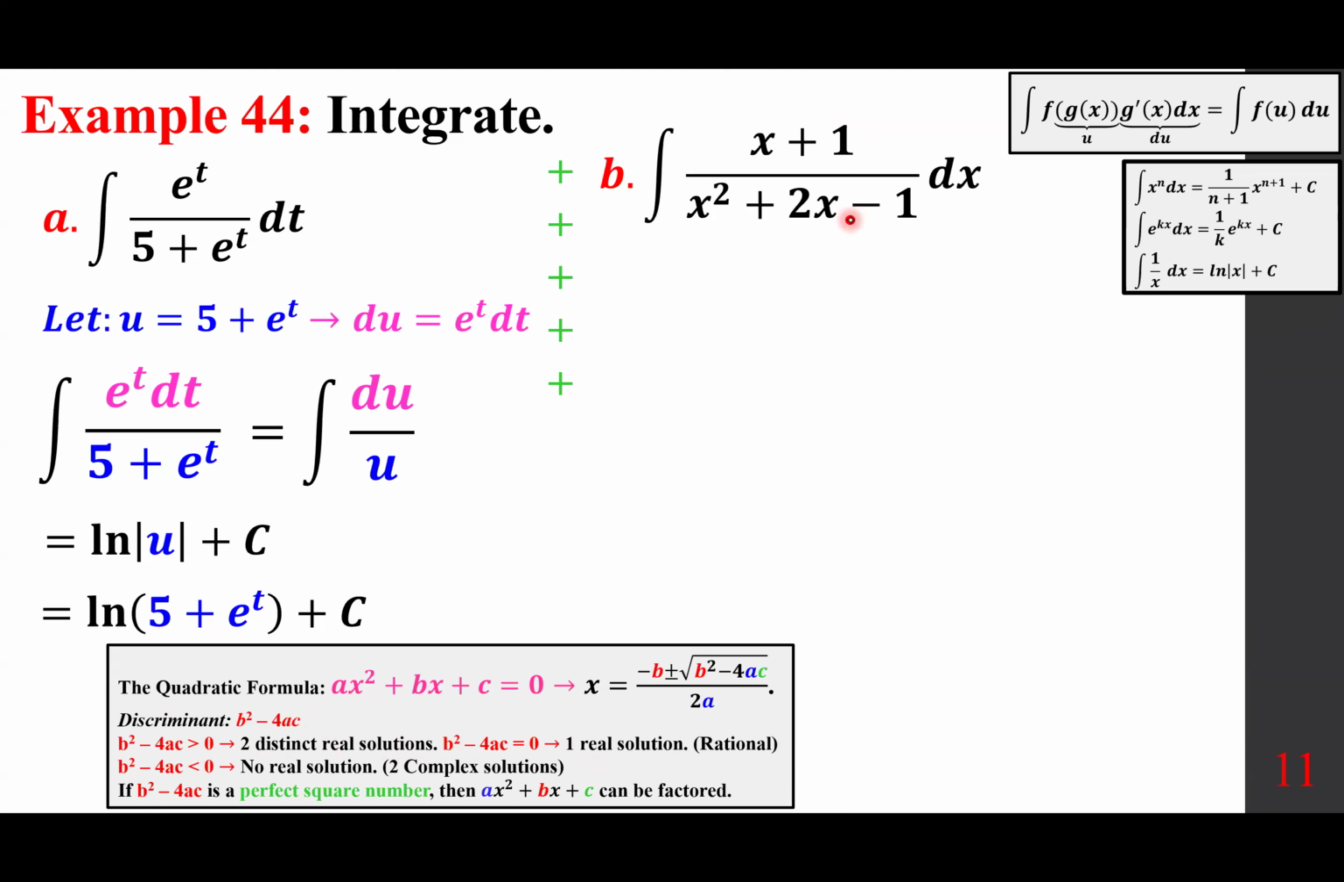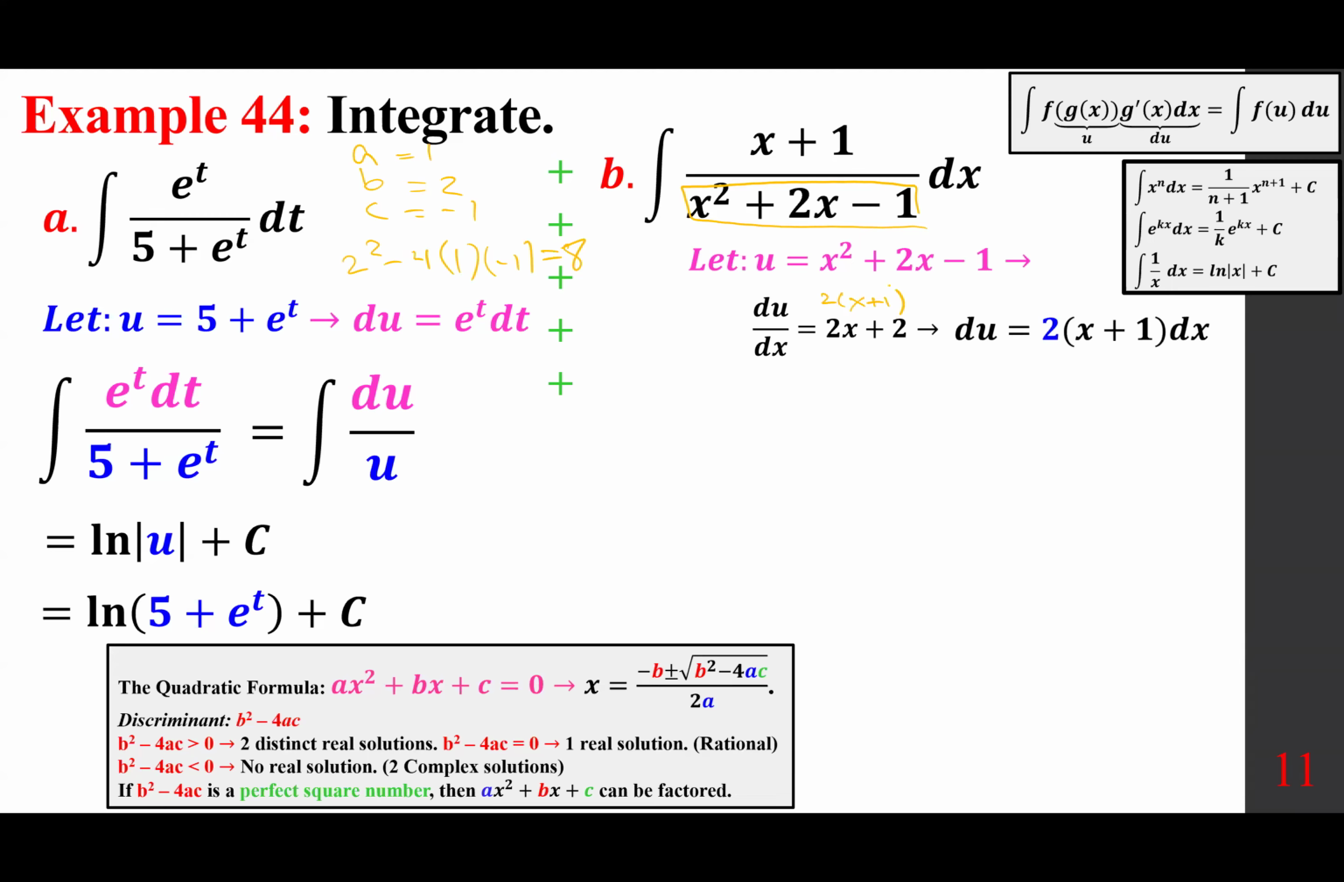So if we look at this one, a is 1, b is 2, c is negative 1. So b squared minus 4 times a times c is 8, which is not a perfect square, so it can't be factored. The denominator is a choice of u. If you differentiate, you get 2x plus 2, or 2 times x plus 1, which makes du the same thing times dx.